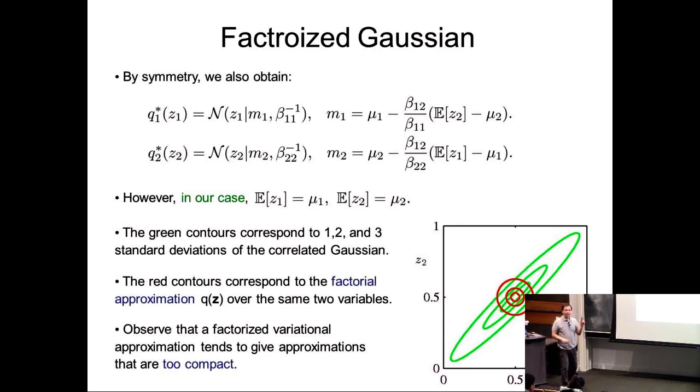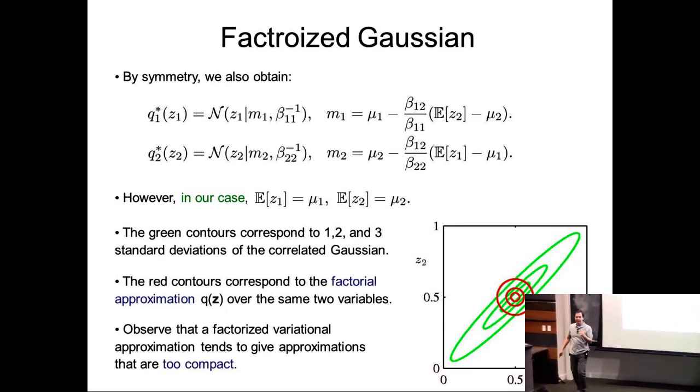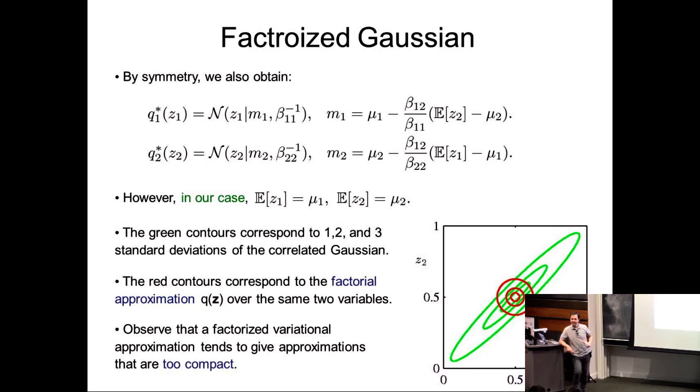But in our case, something interesting happens. It turns out that the expectation with respect to Z1, because we start with the Gaussian distribution, is actually equal to mu1, and the expectation with respect to Z2 is just mu2. We can compute these things exactly for this case, so we can solve it in one step, basically. And notice what happens: the green is our Gaussian, the red is the mean field approximation.